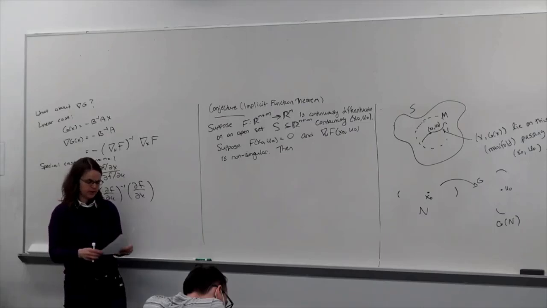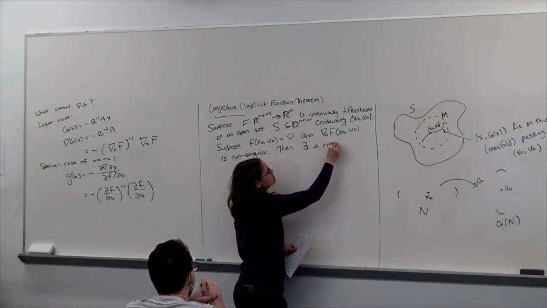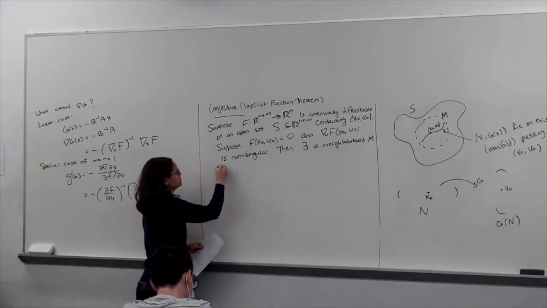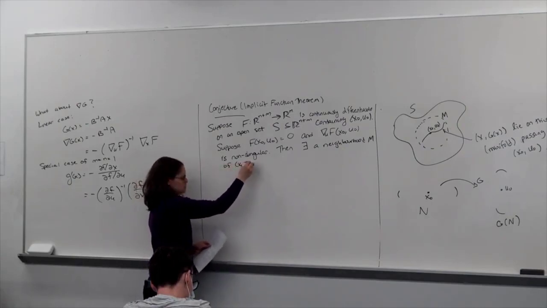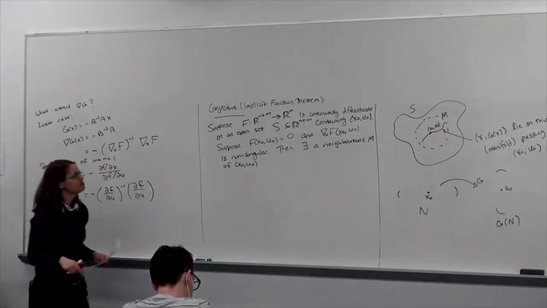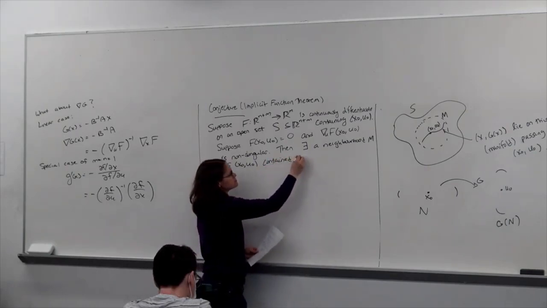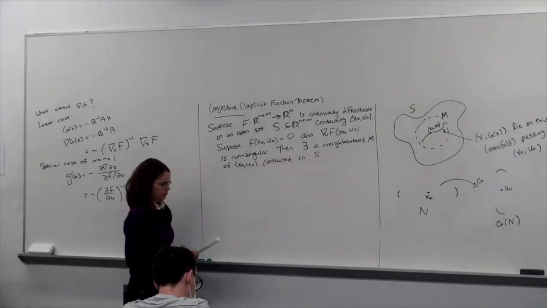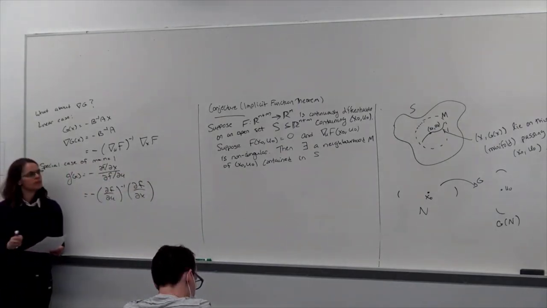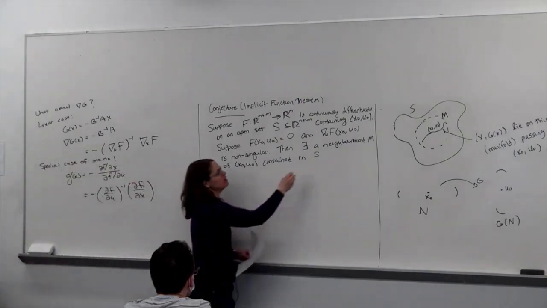Now I'm going to write it up here really precisely. So I'm going to say there exists a neighborhood M of my reference point, which is contained, of course, in my set S. Okay, and everywhere in this neighborhood, my U Jacobian is non-singular.